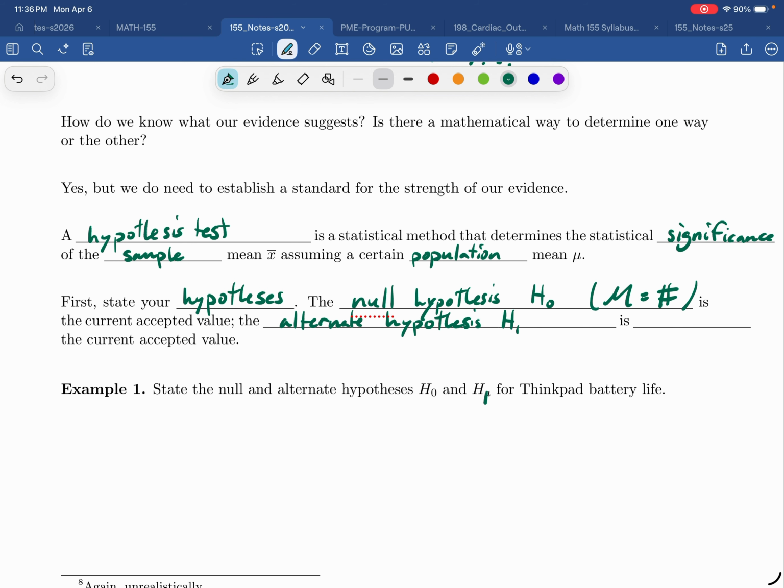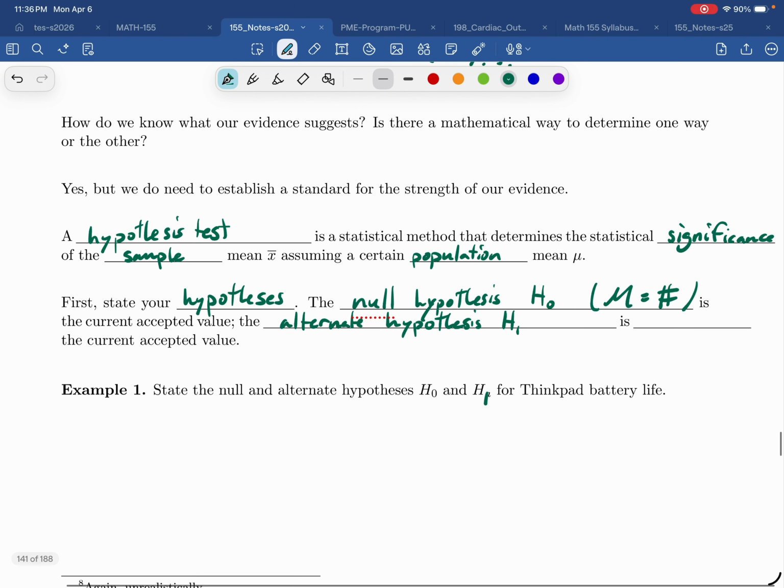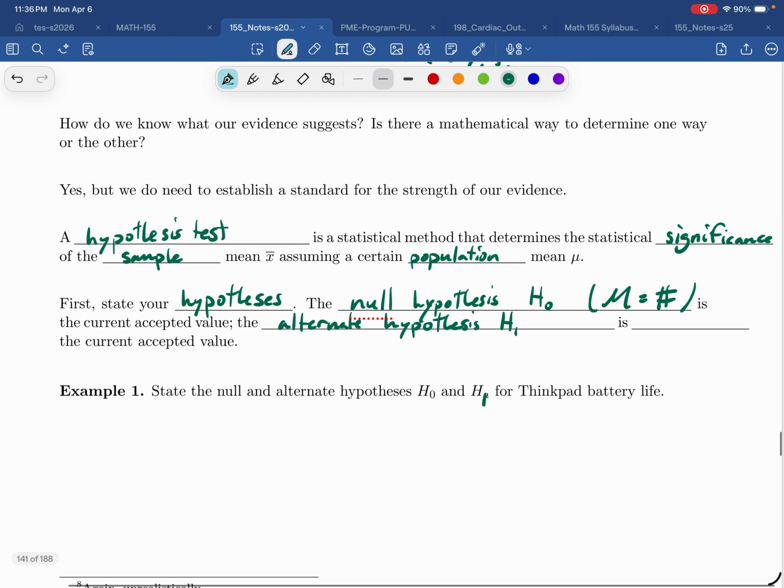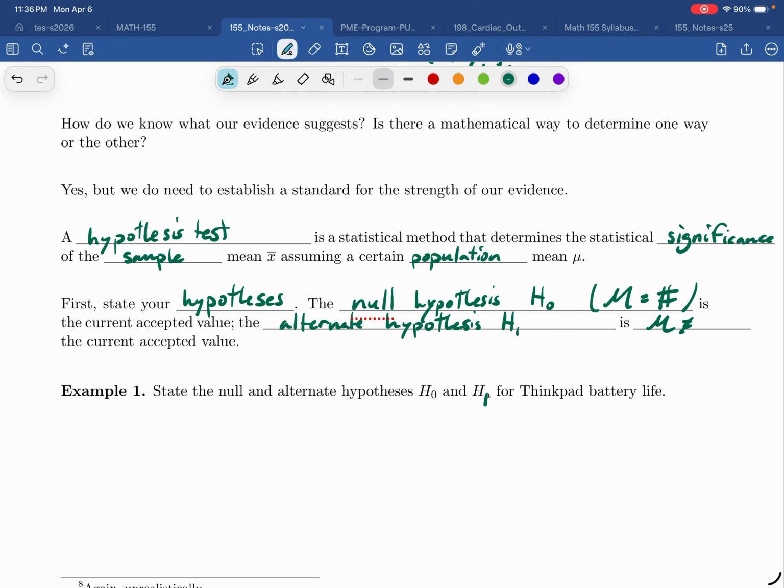And that's going to be that mu is not equal to whatever accepted value, or that mu is less than the accepted value, or that mu is greater than the accepted value. You could see all three of these alternate hypotheses, only one at a time, but any of these three is an option.